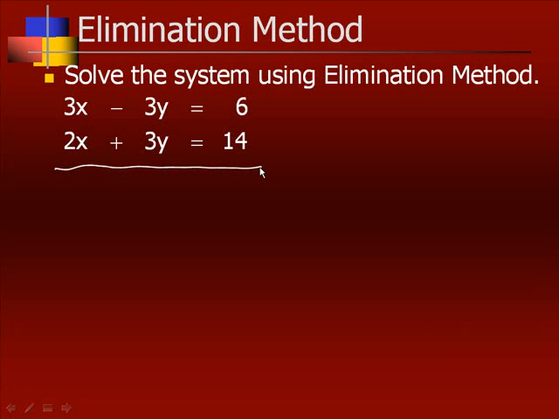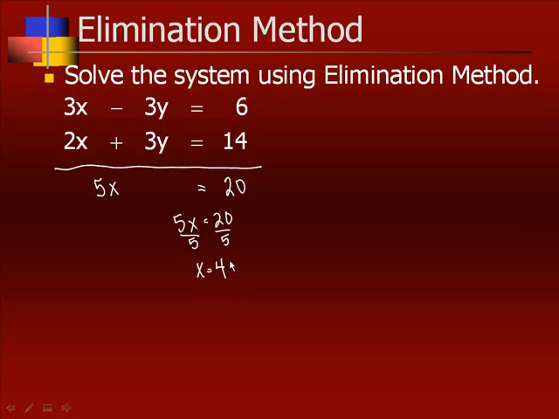The next step says add these up. 3x plus 2x is 5x. 3y, negative 3y, those cancel. And then 6 plus 14 is 20. Well, if 5x is equal to 20, dividing both sides by 5 gives us x is equal to 4.